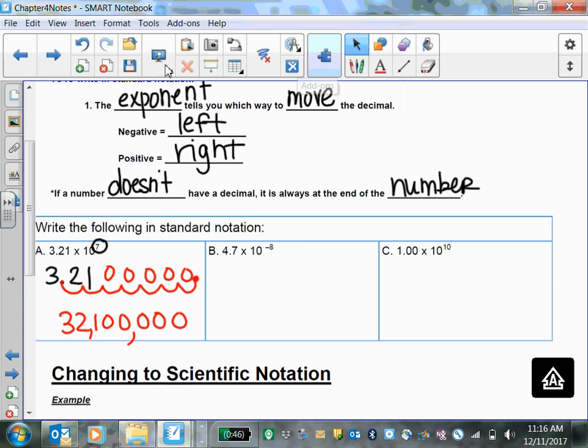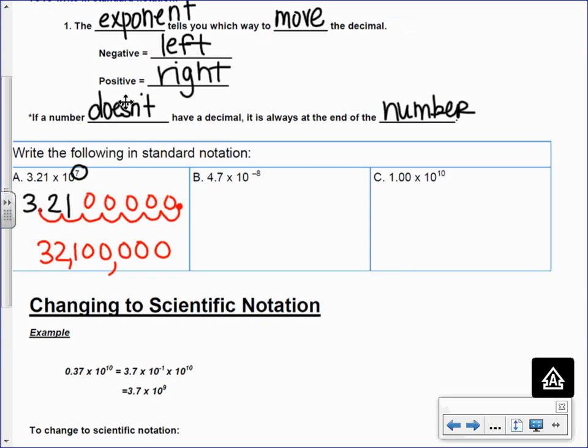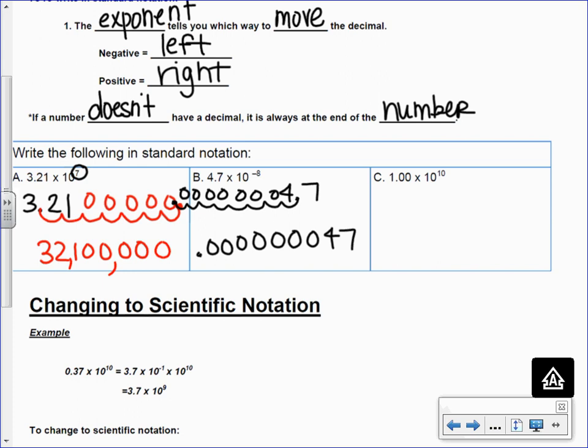So hopefully on 4.7 times 10 to the negative 8, now you're making a small number, so you need to move to the left. 1, 2, 3, 4, 5, 6, 7, 8. Add some zeros. Do not write the original decimal. That doesn't make sense. So 1, 2, 3, 4, 5, 6, 7. Hopefully you got that. Questions? No scientist is going to write this. Scientists are going to write that. That takes forever.